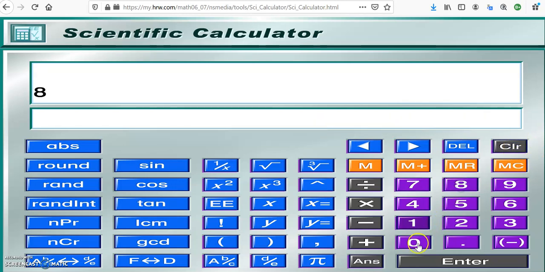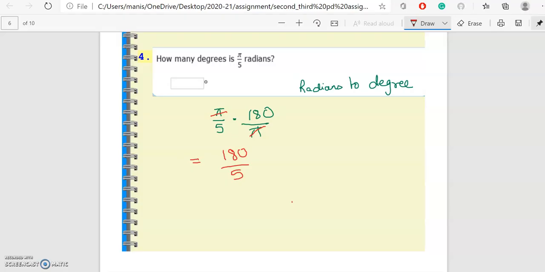Let's hit clear. 180 divided by 5, 36. So your answer is what? 36. So I'll write it over here, 36. Is 36 the answer? No. They want you to change from radians to what? Degrees. So your answer is 36 degrees. Look over here, they give you in the box the degree symbol. So 36 degrees, that's your answer. Copy the solution.